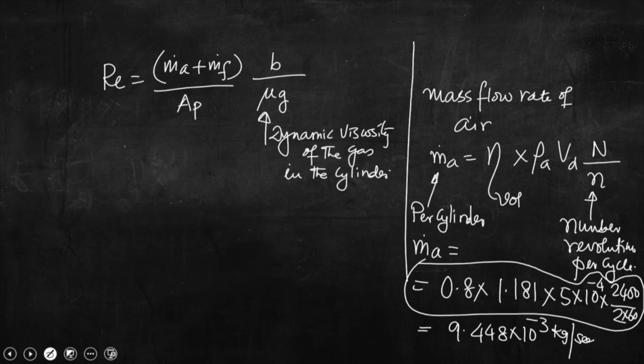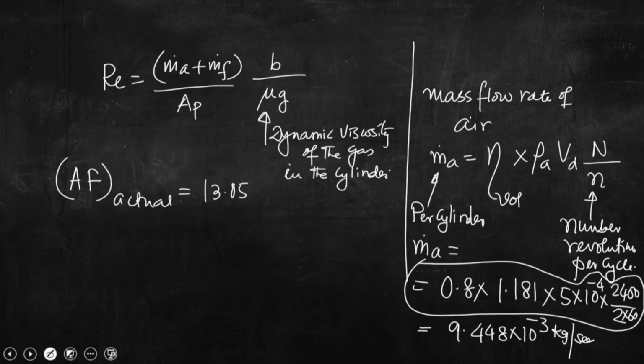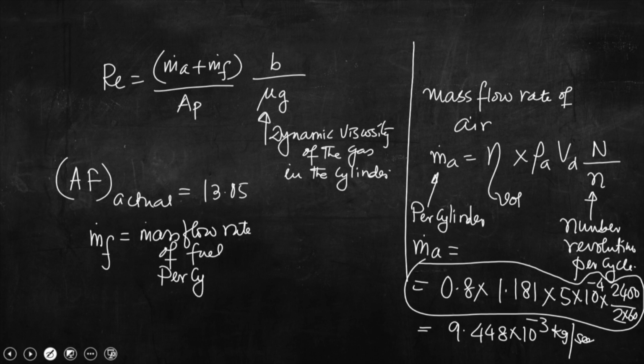Now, air fuel ratio actual is given as 13.05. So, let me go back to here. You can consider air fuel ratio actual equal to 13.05. If we know air fuel ratio actual equal to 13.05, and we have calculated m dot A, then m dot F, that is mass flow rate of fuel per cylinder, will be equal to m dot A divided by air fuel actual.